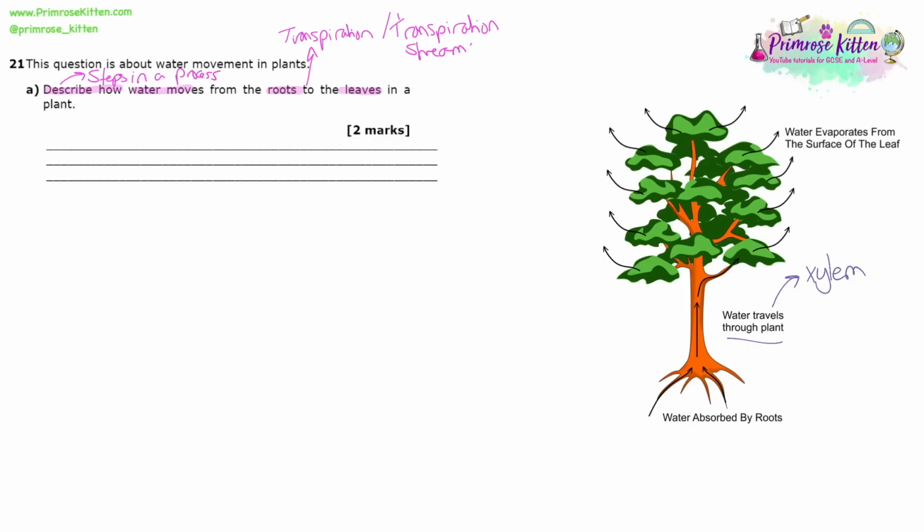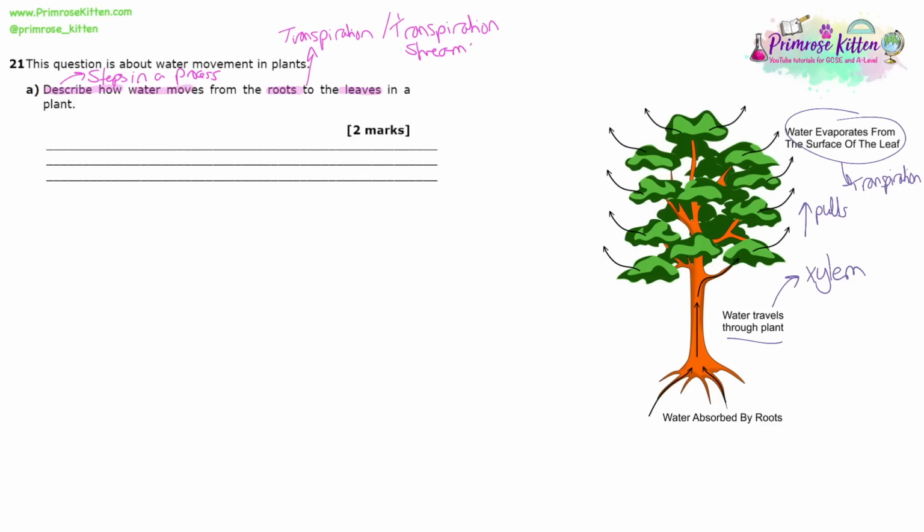And how does it travel? So the reason water moves up through the plant is because of this. Because water is evaporating from the surface of the leaf, which is known as transpiration, it pulls the water up the xylem. So because water is leaving the leaves and evaporating out of the stomata, which is transpiration, we need more water to come up to replace it. So it pulls the water up through the plant.